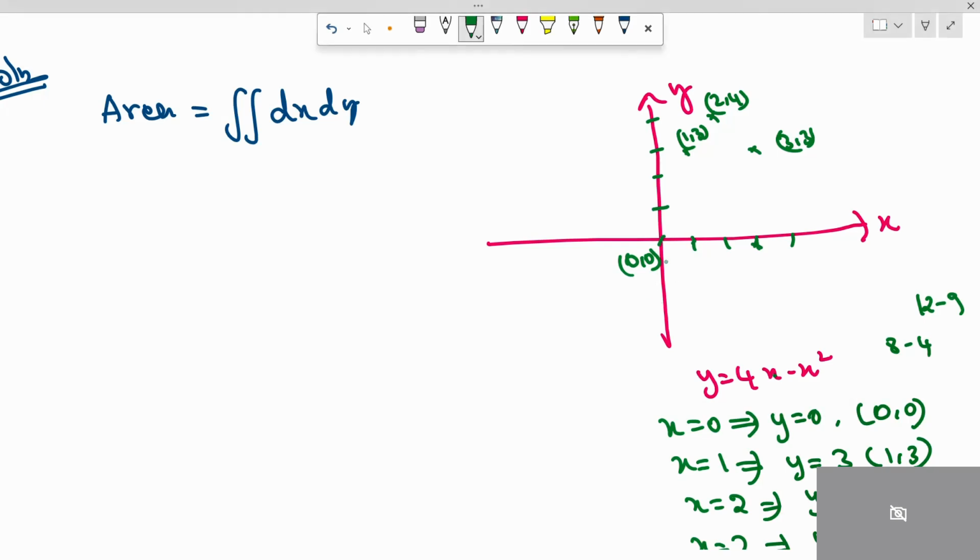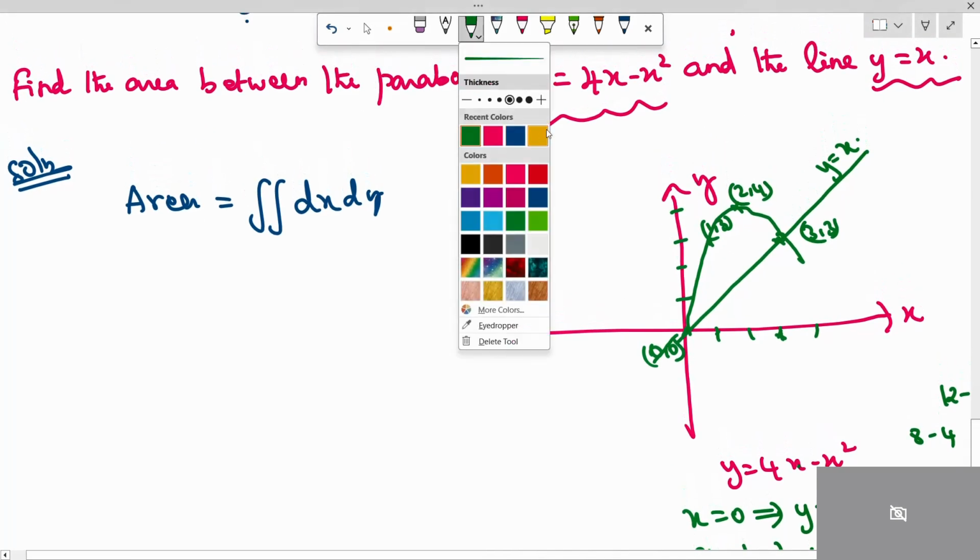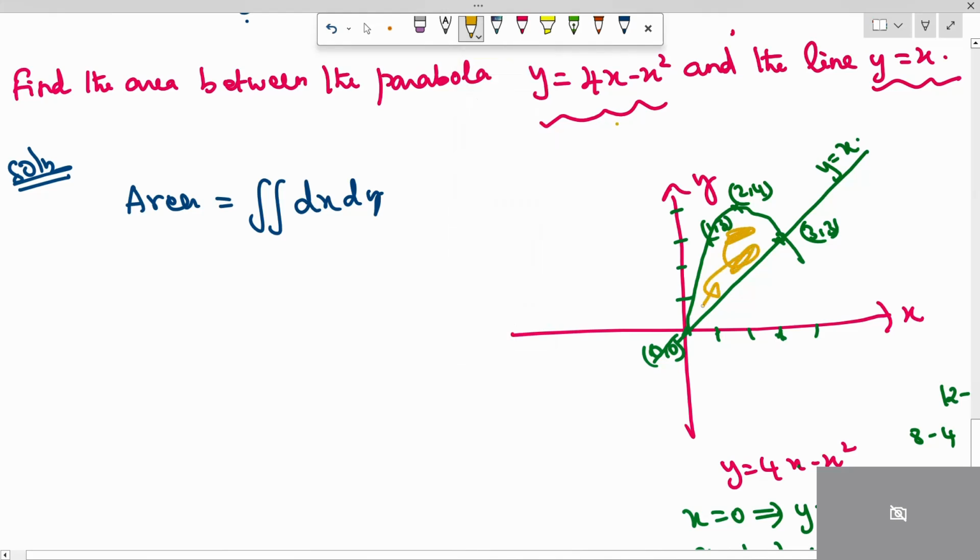Okay. Now, if we join the points, we will get the required shape of the curve. Y is equal to x line also we can draw, the straight line passing through the origin. Draw the line like this. Y is equal to x, and then join these points. Yeah, we are getting the bounded area. This is our bounded area.